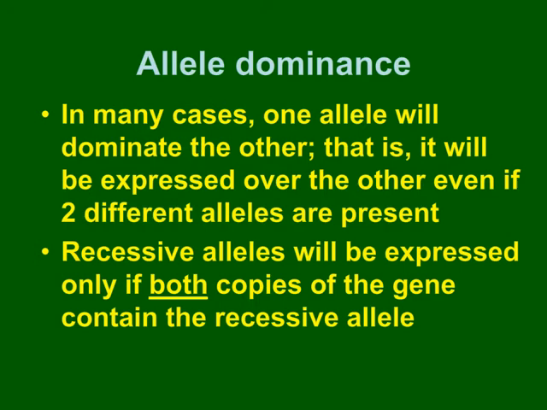So in many cases, one allele, or one form of the gene, will dominate or mask the other. That is, the one dominant form will be expressed, whereas the other one will not be expressed. So recessive alleles tend to be only expressed if both copies are recessive. For example, if you get a dominant allele from your mom and a recessive allele from your dad, the dominant allele will be expressed. The only way that you can express a recessive genotype is if both alleles are recessive.